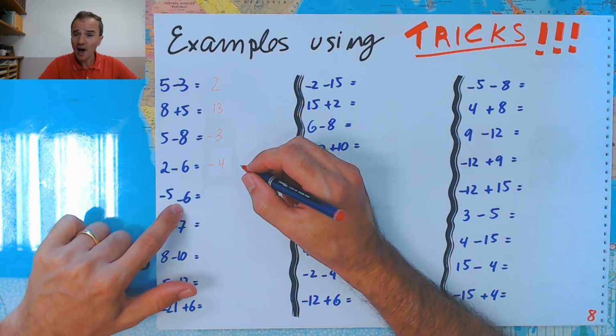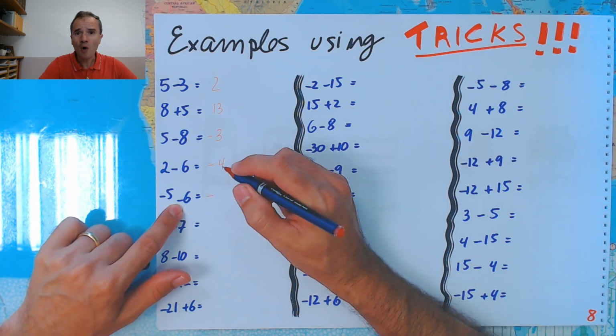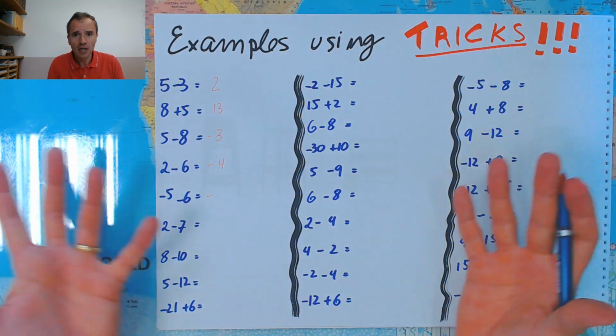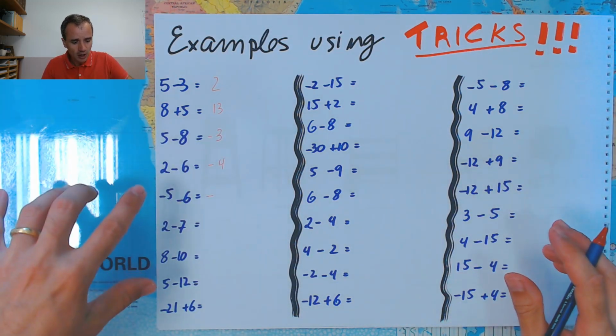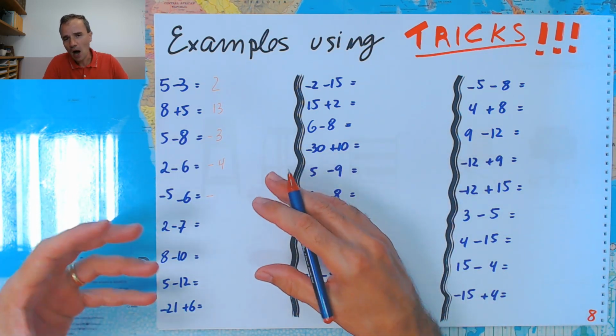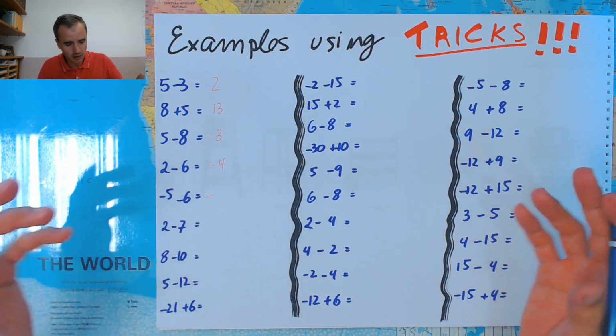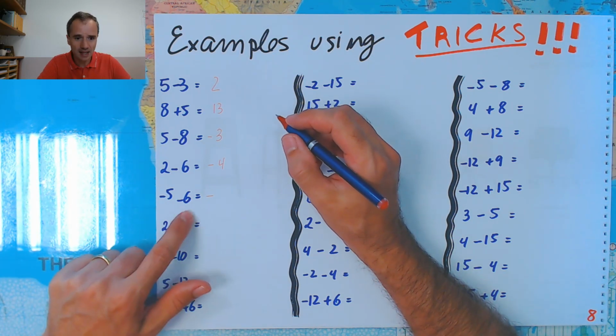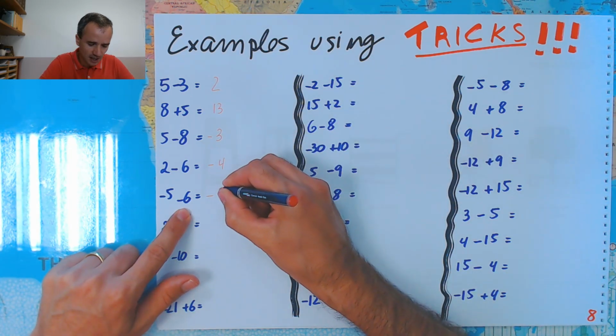Now, minus 5 and minus 6, it's minus. Why? Because everything is minus. That is, if we are walking into the negative terrain, how can we get anything positive? It's impossible. So it's going to be negative. Just add 5 and 6. 5 and 6, it's 11.